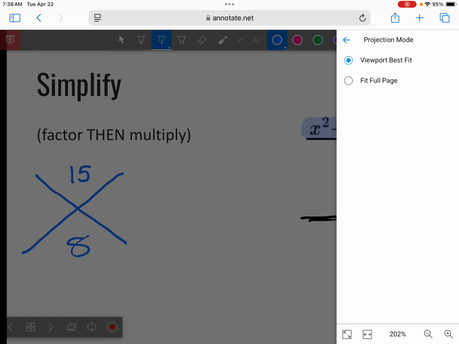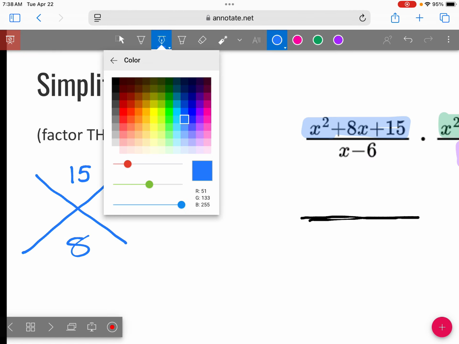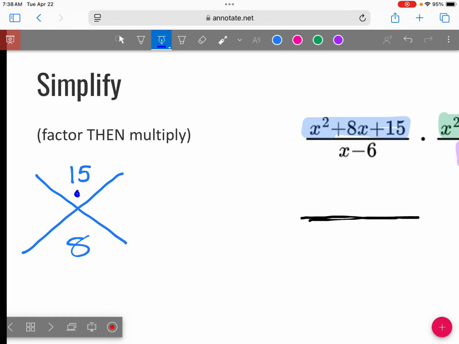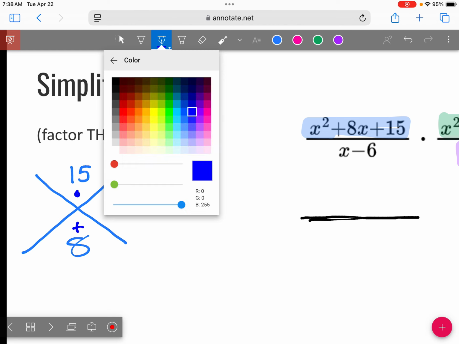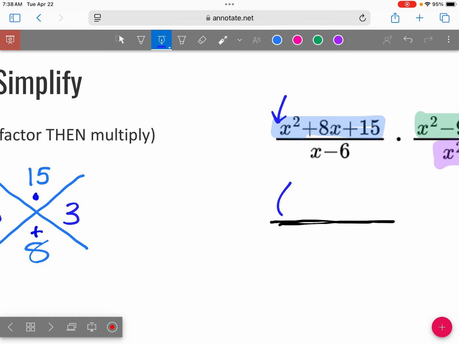8. Oh, I got to change this view so that you guys can actually see stuff. There we go. So we need a pair of numbers that multiplies to make 15 and adds to make 8. 5 and 3. Since we have an a value of 1, we can go straight into our factored form because we know we're going to have an x with a positive 5 and an x with a positive 3. So we're going to have x plus 5 and x plus 3 is our factored form here.